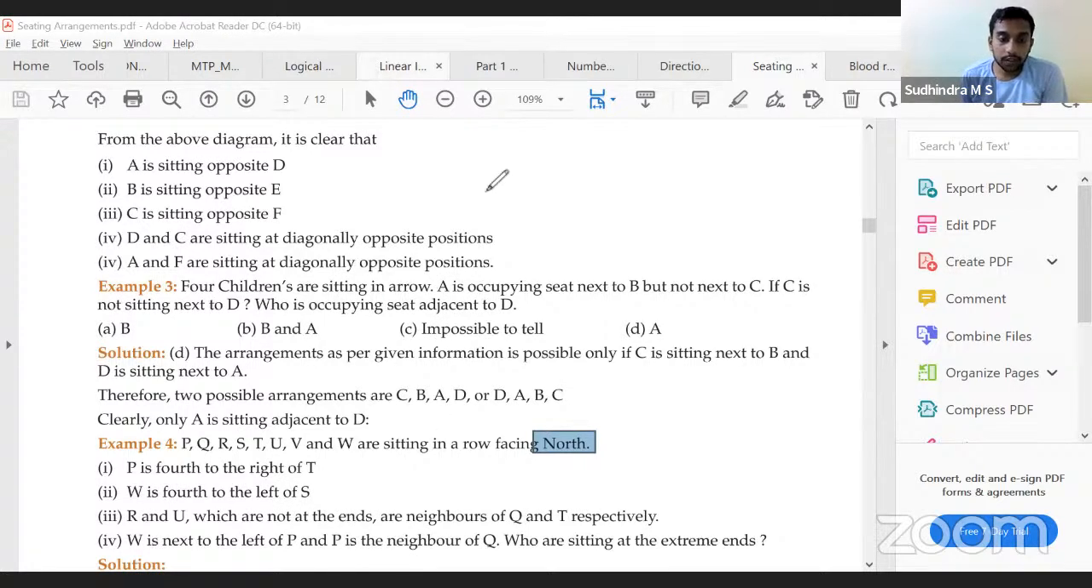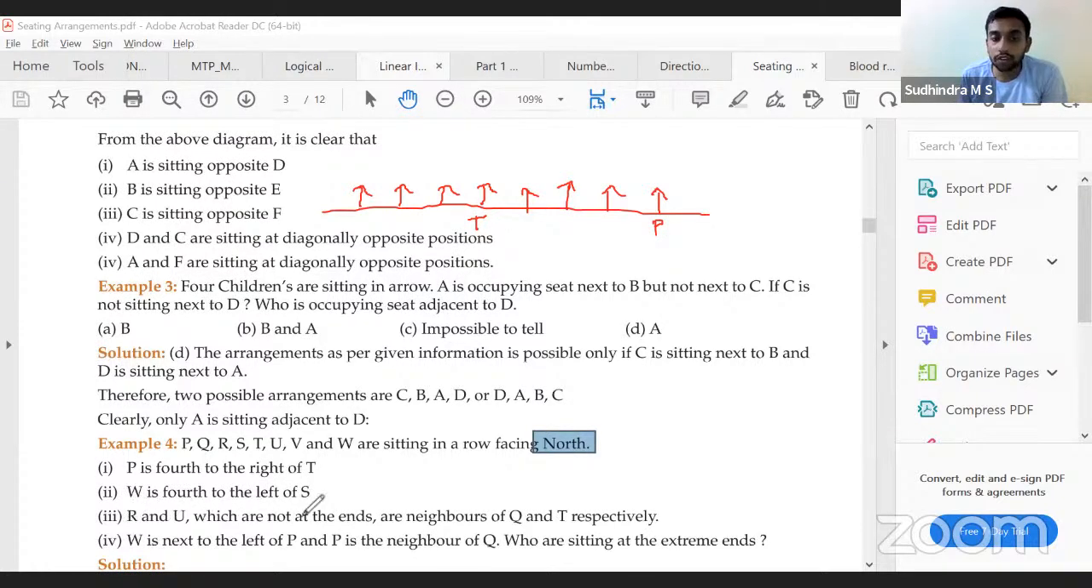Okay, they are facing north. So they are sitting like this, right? Yes, sir, they're facing north. So P is fourth to the right of T, and they have not given any other information. So if T is sitting here, P will be sitting here. Fourth to the right, 1, 2, 3, 4.